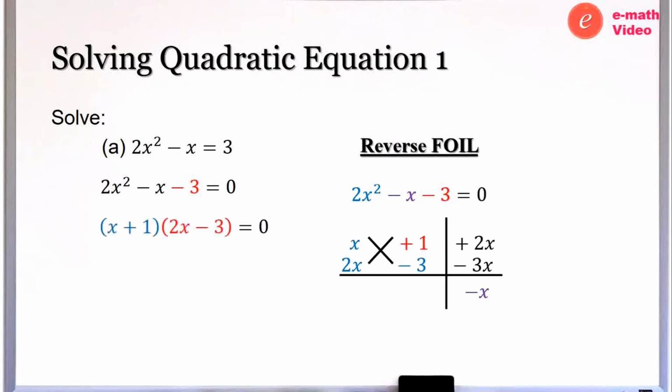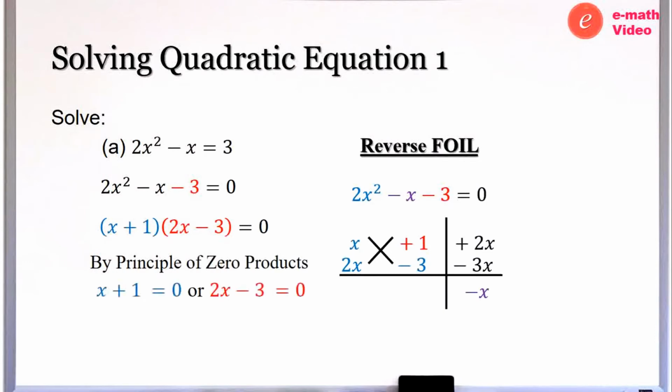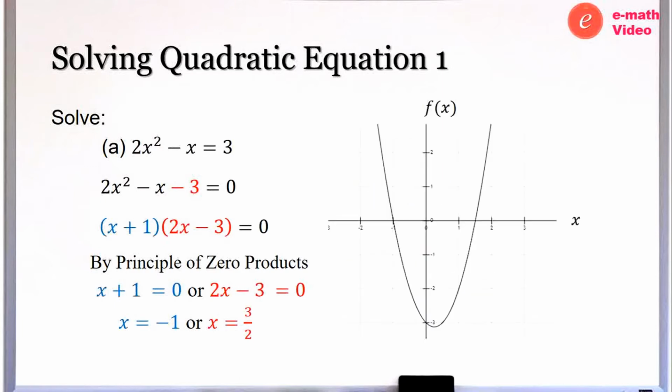Now the product of these two brackets equals 0, which means either one of them or both of them equals 0. By principle of zero products, x plus 1 equals 0 or 2x minus 3 equals 0. Solve them one by one, we will get x equals negative 1 or x equals 3 over 2. Graphically, this is a graph of function f(x) equals 2x squared minus x minus 3, which is exactly the same as standard form of the equation, right?